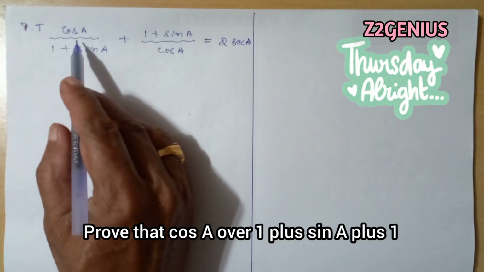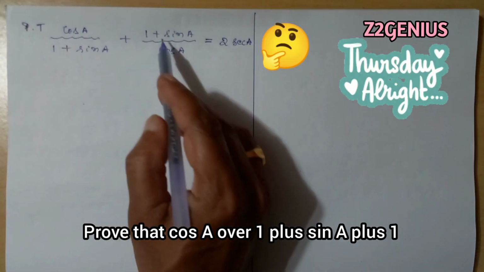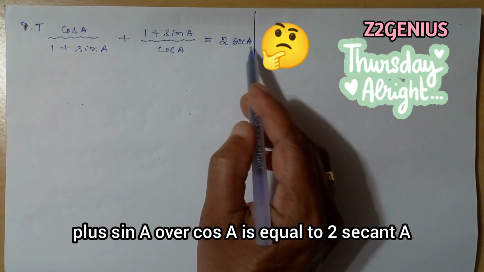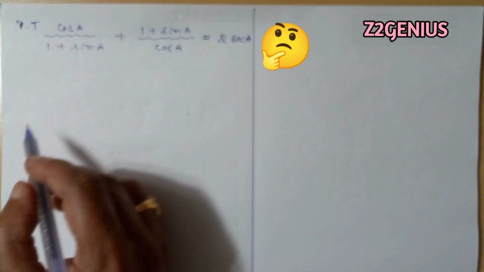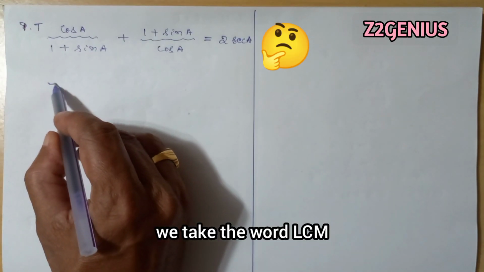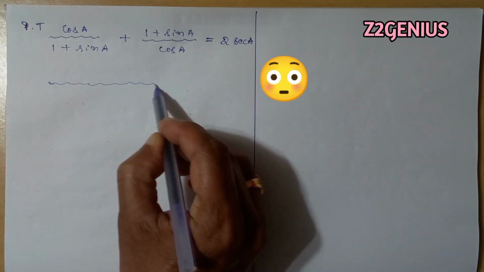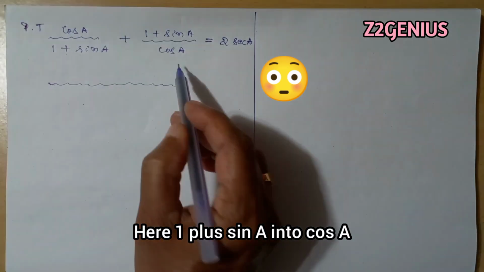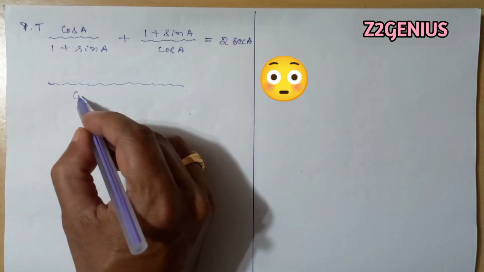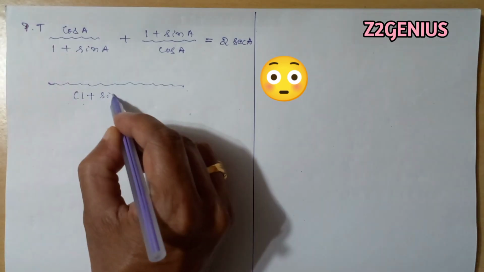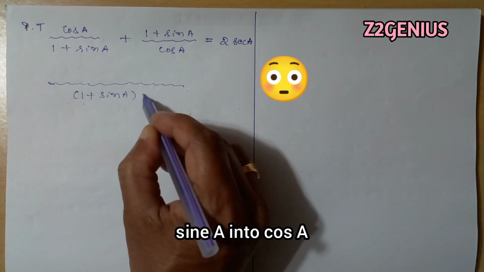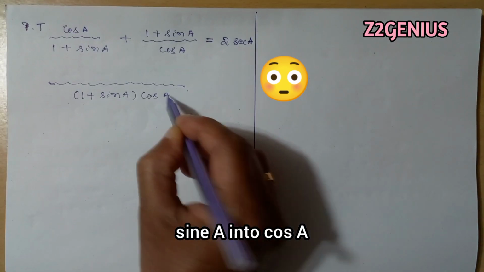Here is one more problem taken from the 10th standard trigonometry chapter. Prove that cos A over 1 plus sin A plus 1 plus sin A over cos A is equal to 2 secant A. Here it is very simple: we take the LCM. Here 1 plus sin A into cos A, that is the LCM.